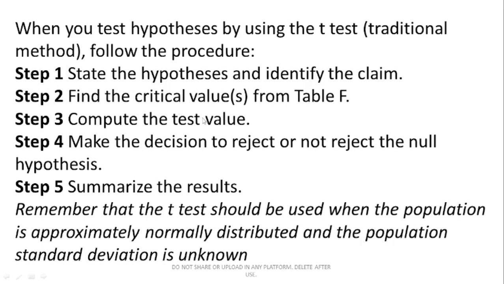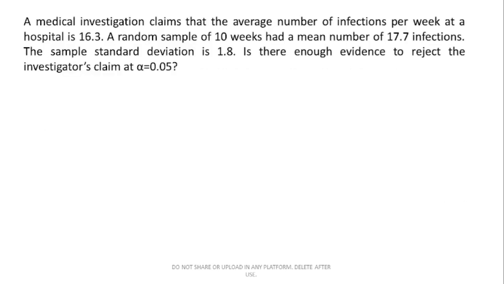Next is find the critical values from the table, compute the test value, and make decision whether you will reject or not reject the null hypothesis, and then summarize the result. So, remember, sabi dito that the t-test should be used when the population is approximately normally distributed and the population standard deviation is unknown. So, ang given lang sa atin again is the sample standard deviation, not the population standard deviation.